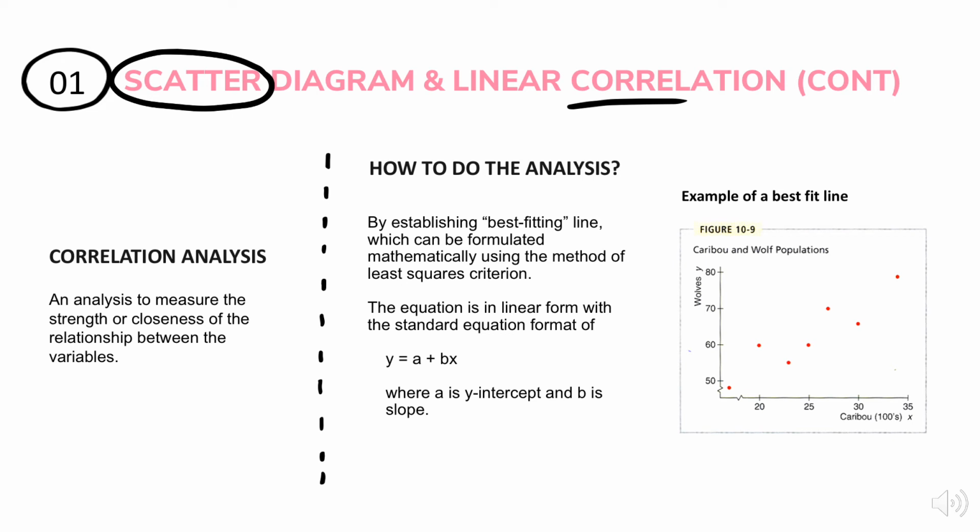Suppose we have this scatter diagram. So the best fit line should be like this, where we can see that it covers all the data points in the graph. So that's how the name best fit line is derived.